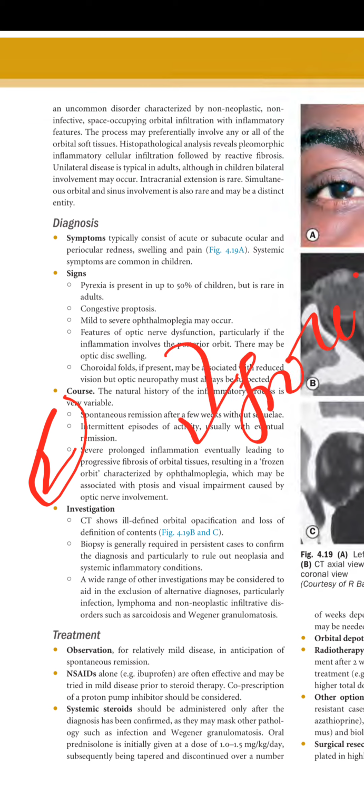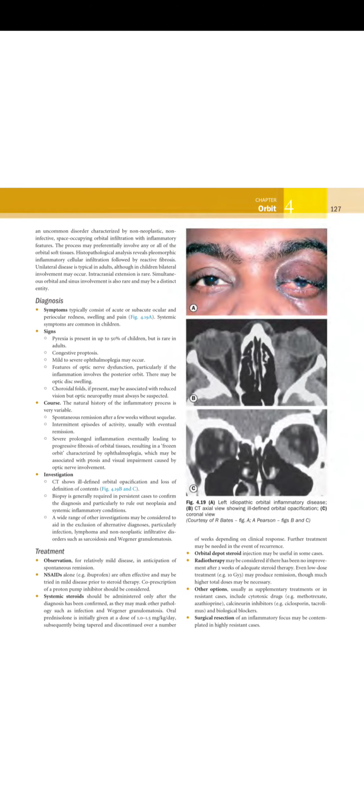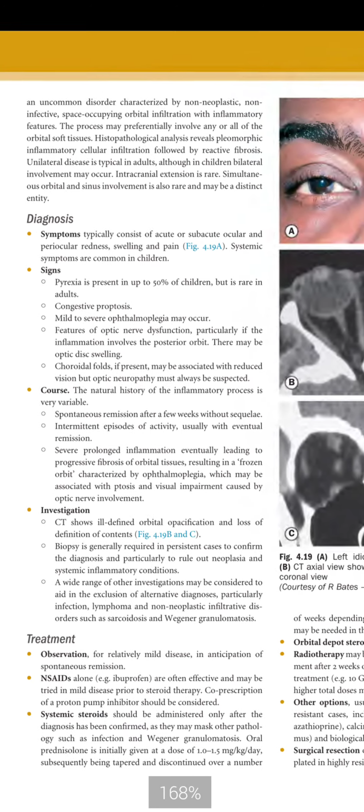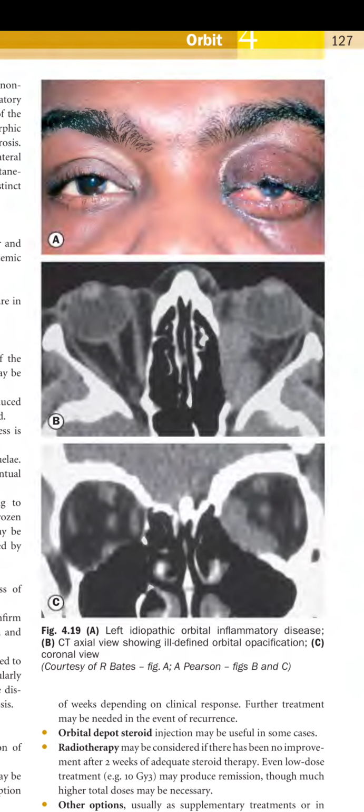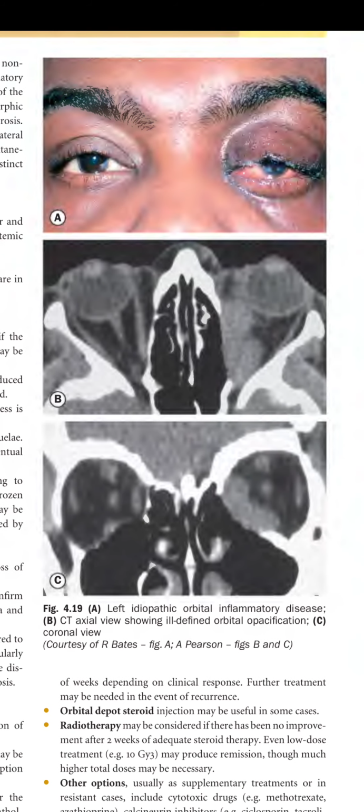CT scan is very important in the case of orbital disease. It helps us to distinguish different kinds of lesions. So what will the CT scan show us? The CT scan will show ill-defined orbital opacification and loss of definition of contents. You can see here A is showing a left idiopathic orbital inflammatory disease. B is showing the CT axial, showing ill-defined orbital opacification. So there will be orbital opacification, but it is not a well-defined one.